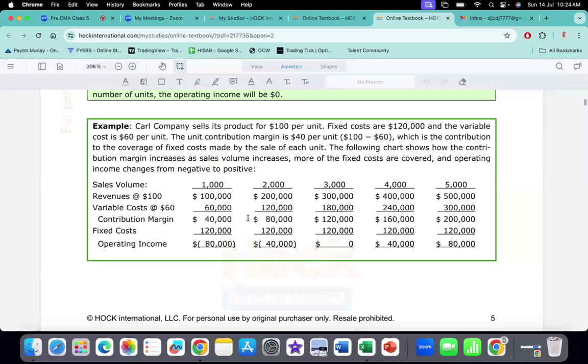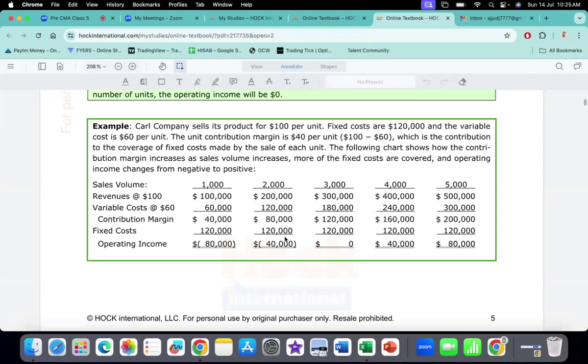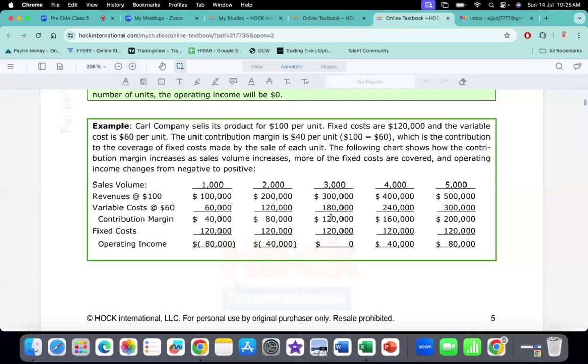That's what it says. For example, if you produce 2,000 units, ultimately from your loss of 80,000, you come to a loss of 40,000. So this 40 into 1,000 additional units, that is 40,000, is being used to recover your fixed cost. That's what has happened here again. But once you produce 3,000 units, all the fixed cost is recovered, and this is called your break-even point. So that's what the example is basically telling you.